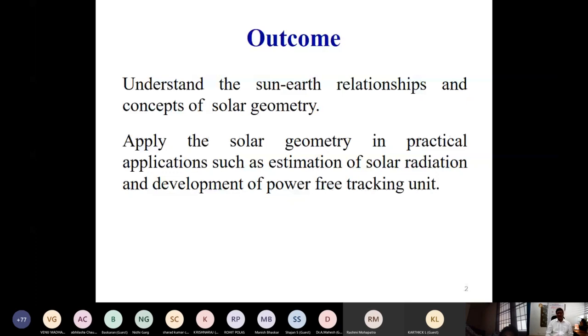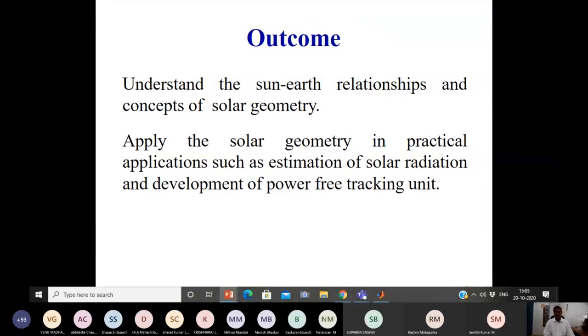Time means the given date, time and location. Based on these variable conditions, it is possible to estimate the daily, monthly and annual values. How to develop these estimation models using solar geometry, I am going to explain, because the background of this estimation, as well as the development of the power-free tracking unit, is the study of solar geometry, that is, the sun-earth relationship.